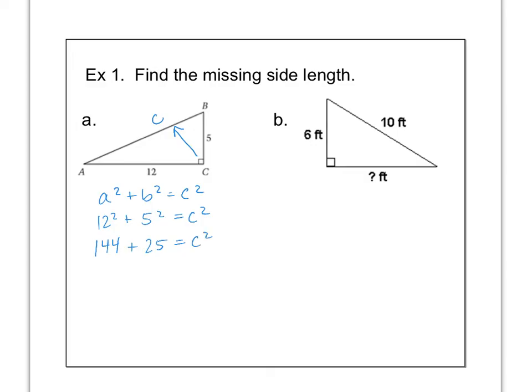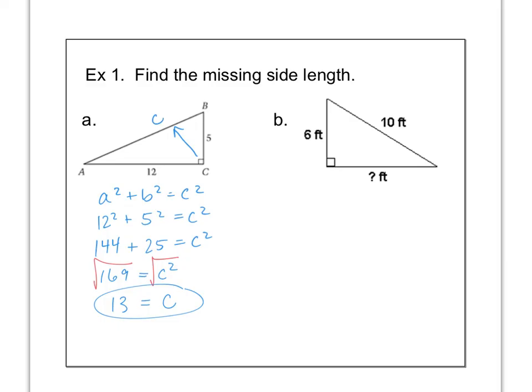Add 144 and 25, and it's 169 equals c squared. Now we don't want c squared, I want plain c. So what I have to do is take the square root of both sides. The square root of 169 is 13. The square root of c squared is c because the root and the square cancel out. Technically, you get plus or minus 13. You might have learned that in algebra, but in this case, you're not going to have a negative length for the side of a triangle, so we just say positive 13.